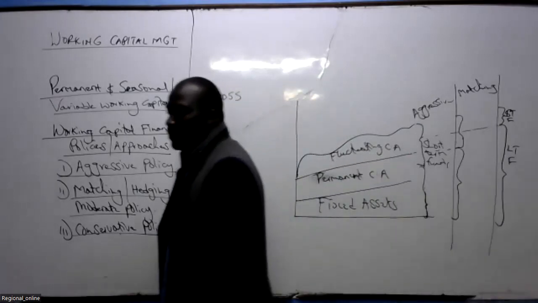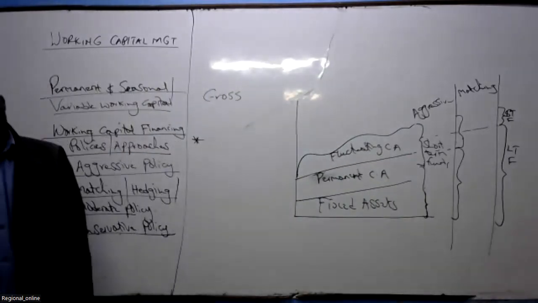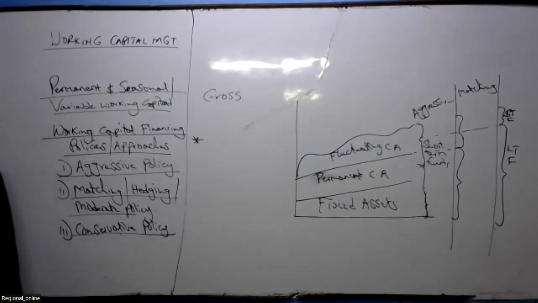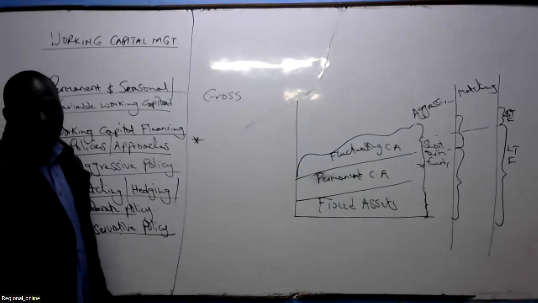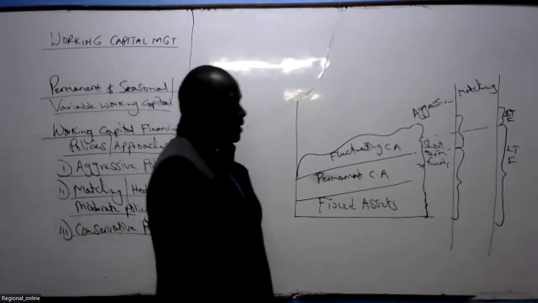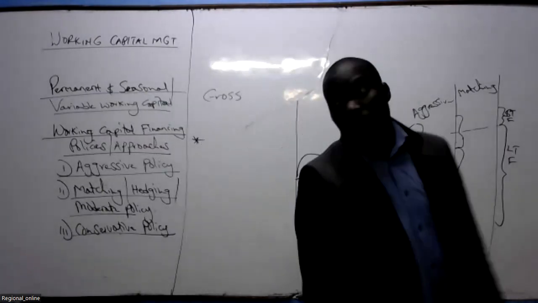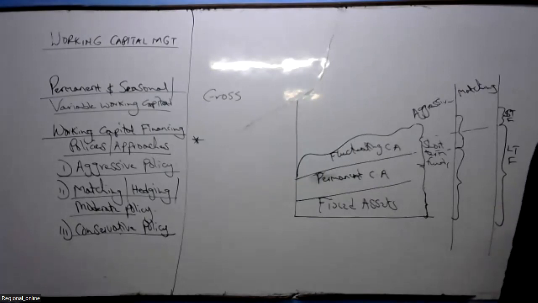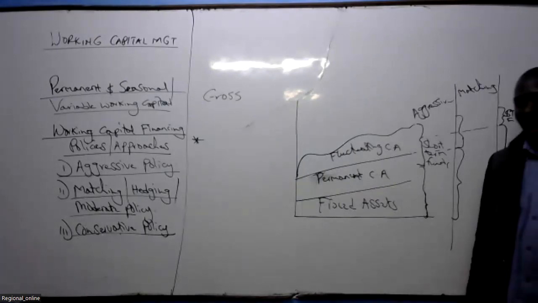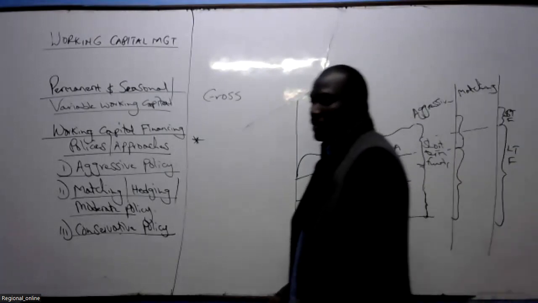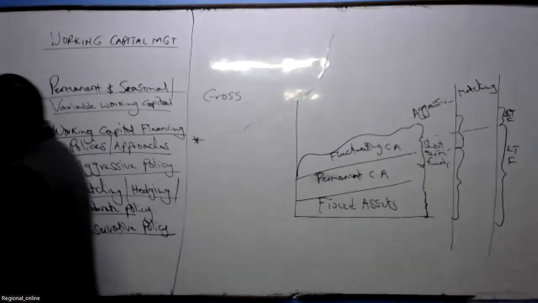So maybe we can just put a dash there and say both profitability and liquidity risk are low, still under the conservative approach. Both profitability and liquidity risk are low.